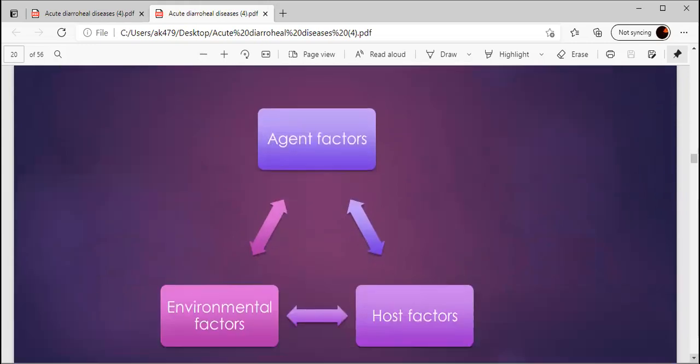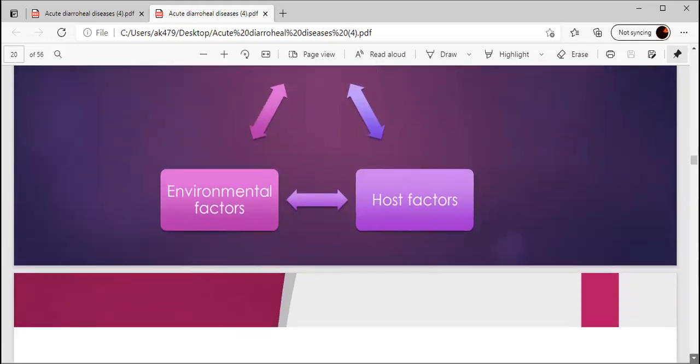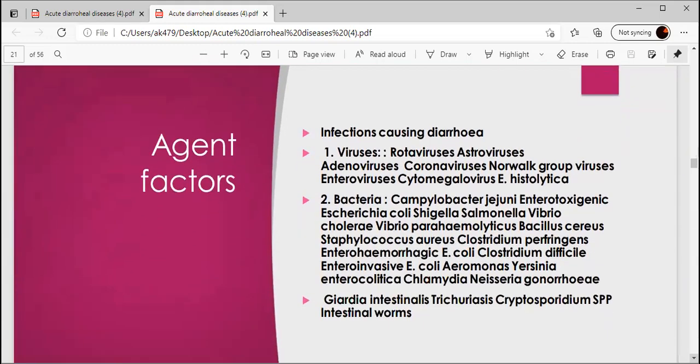Epidemiological triad is agent factors transmit to host and host are contributing to environmental factors. Agent factors: infections causing diarrhea are mostly viruses, bacteria, and Giardia infections. Viruses are rotavirus, adenovirus, coronavirus, Norwalk group viruses, enteroviruses, and Entamoeba histolytica, cytomegalovirus.